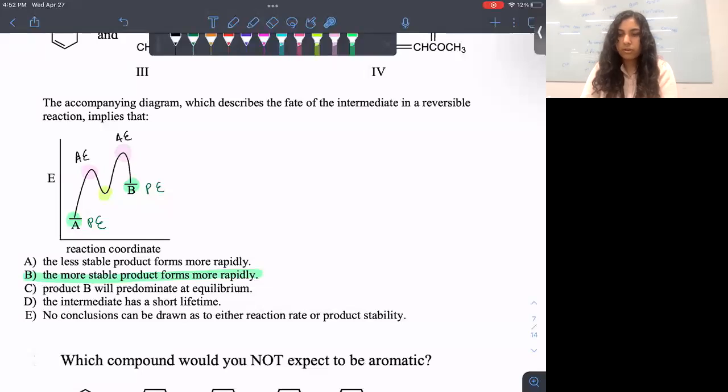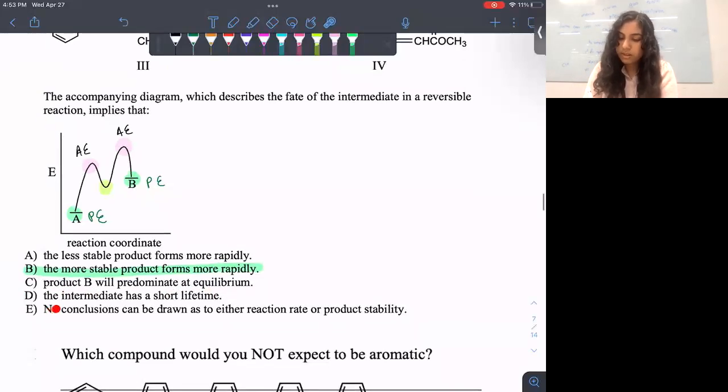For A is wrong because B is the less stable product and then its activation energy is higher. C is wrong. The product that predominates at equilibrium is the thermodynamic product, or the more stable product. So at equilibrium, the more stable one is major. And then the intermediate has a short lifetime. Nobody cares about that.